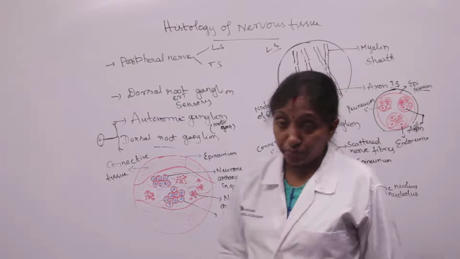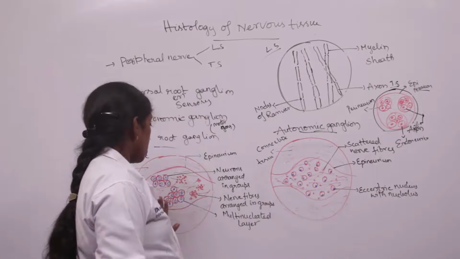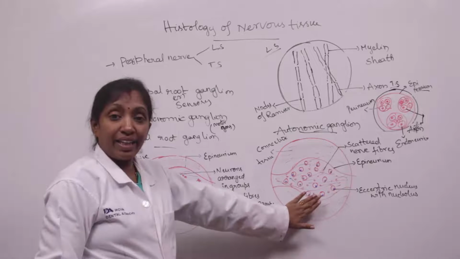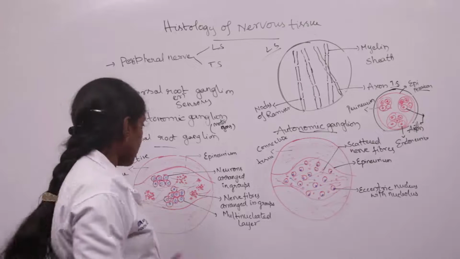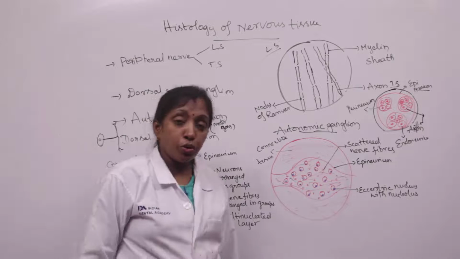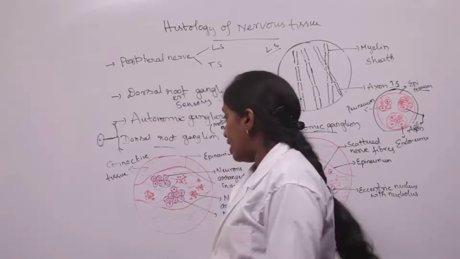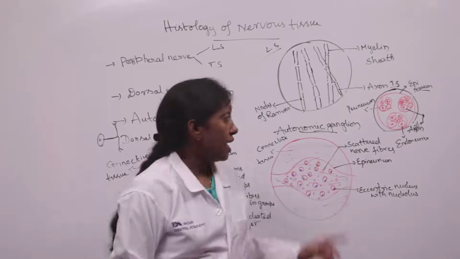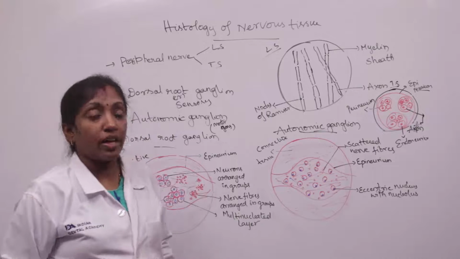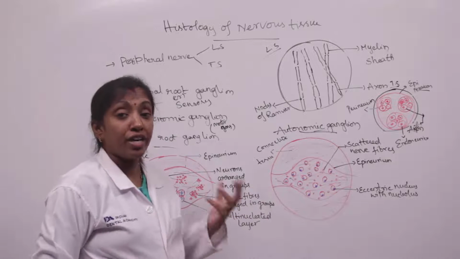The dorsal root ganglion consists of pseudo unipolar neurons. In the autonomic ganglion, multipolar neurons are present. In the dorsal root ganglion, pseudo unipolar cells are present, and the cell body has afferent nerve fibers. In the autonomic ganglion, the cell body has efferent nerve fibers.